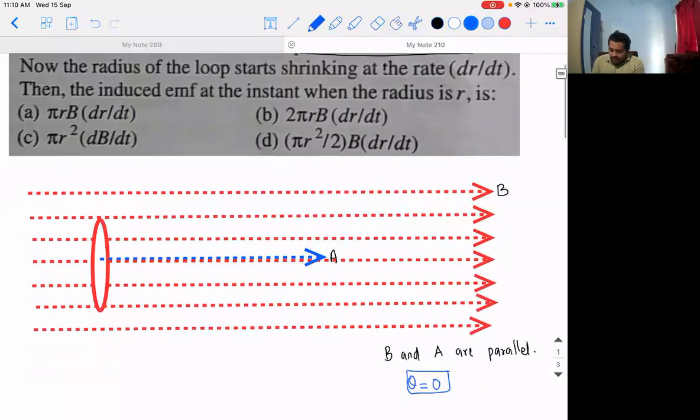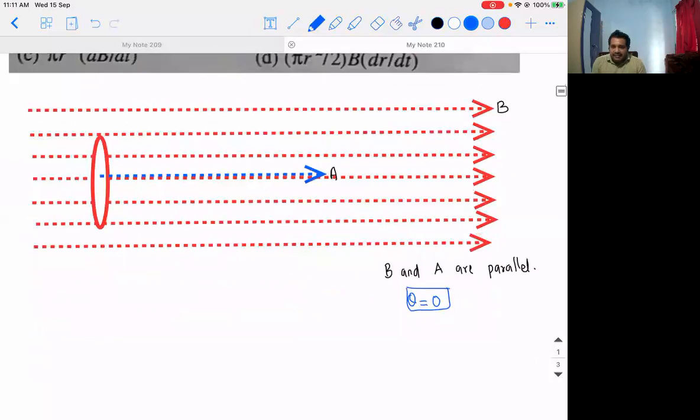Now, they're asking about the induced EMF at the instant when the radius is r. There is another clue given in our question that the circular loop is shrinking at the rate of dr by dt. So we know Faraday's law. So what is Faraday's law? Recall the idea about Faraday's law.